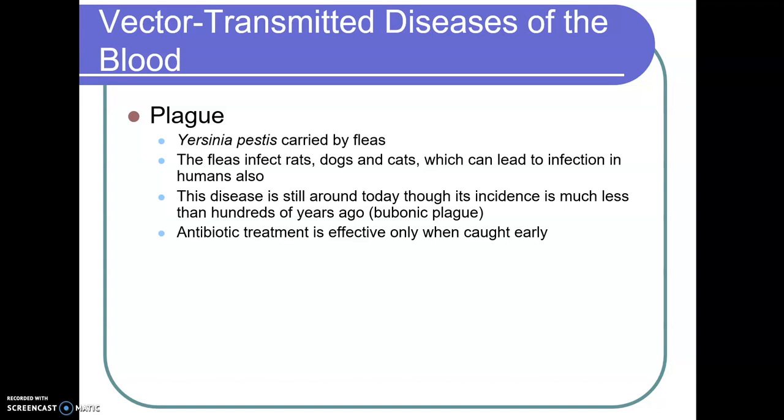So we kind of sort of know what it was like hundreds of years ago when people were locking themselves in their homes because of the plague. I kind of feel that way sometimes, at least. So anyway, it is a bacterial disease. The bacteria is called Yersinia pestis, and the vector is the flea.